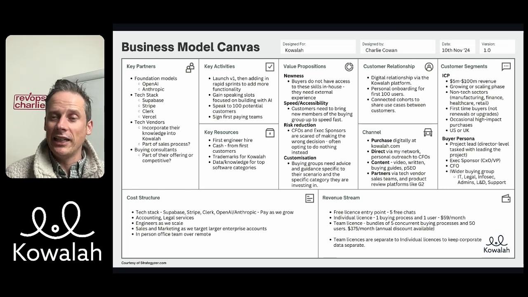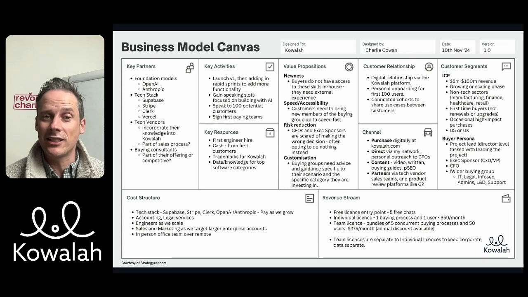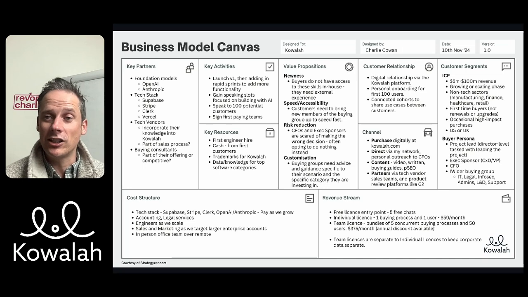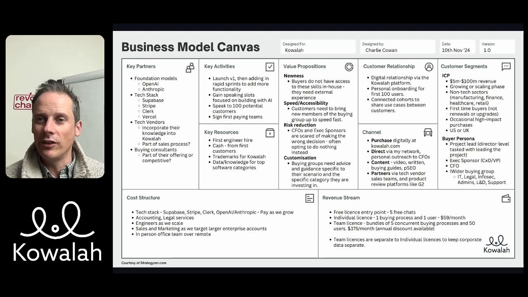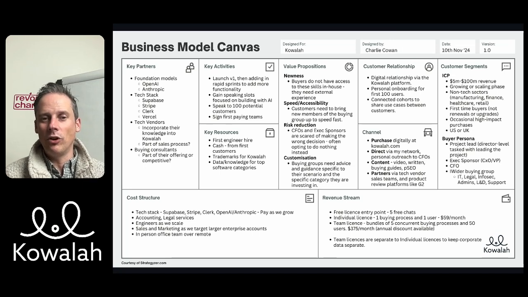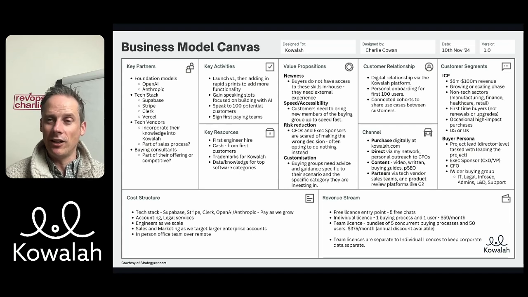So for me personally, I'm developing this myself, but I'm not a deeply technical engineer. So it would be getting a first engineer to take on the development of the platform. Cash, but to come from first customers rather than from investors. Trademarking Kowalah in the relevant territories, and potentially as we grow, some data or knowledge that will feed our database around the top software categories. Those are the core things that we might need to feed the engine.